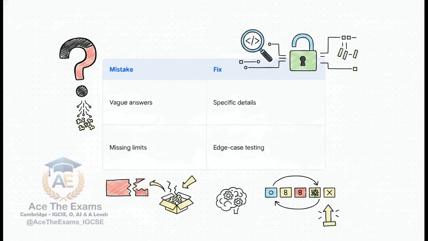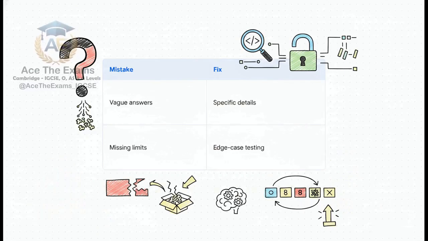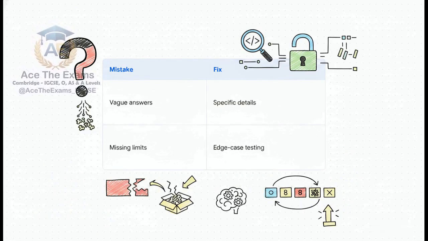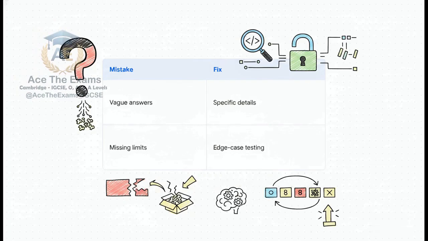Mistake 1 from the reports. Answers on security measures are often way too vague. The fix? Inject specific technical details. Don't just write, "protect the data." Write, "implement role-based access control to restrict read/write permissions."